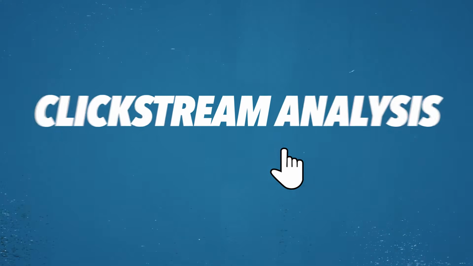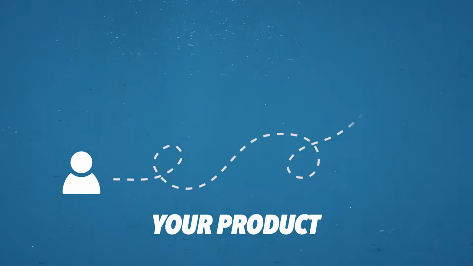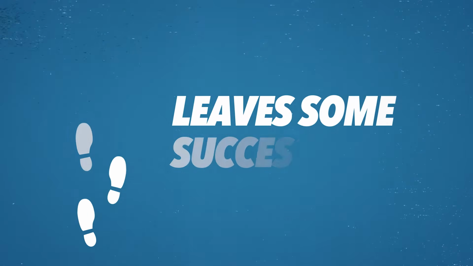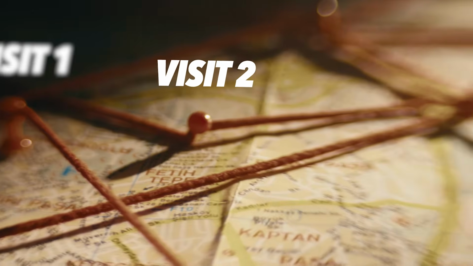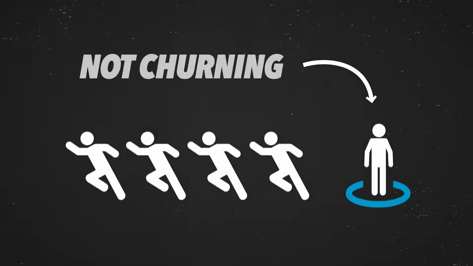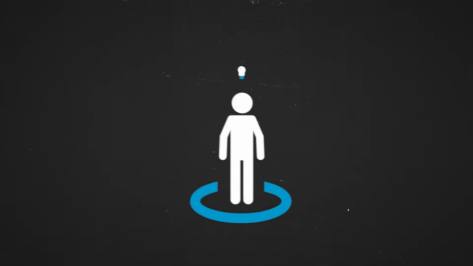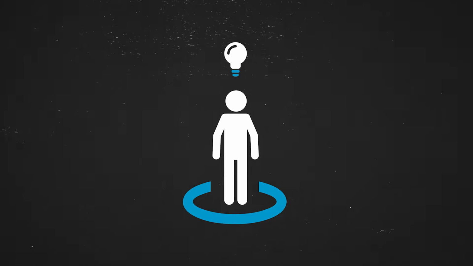Number two is you need to do a clickstream analysis. Think about it this way: every customer that comes through your product that's successful leaves some success clues. The way they use your product, if you actually look at the logs, you can see where they went initially and then their second visit and their third visit, and figure out how they use your product. Because if somebody's sticking around, if they're not churning, it means that they've figured something out about your product that everybody else hasn't figured out yet.